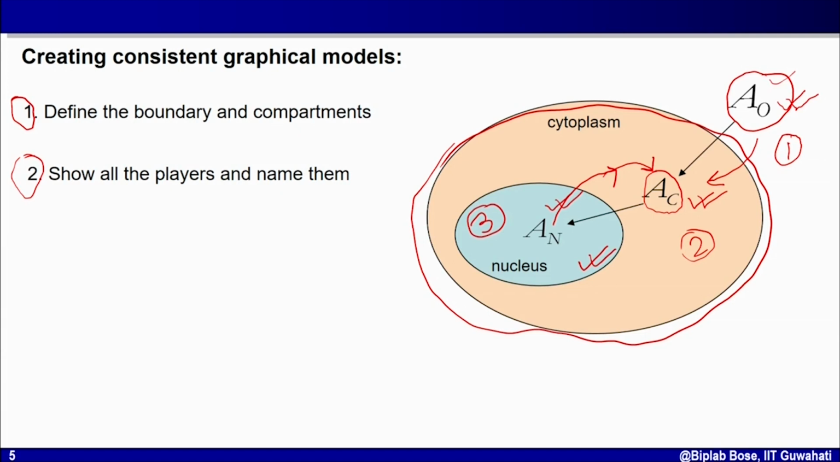So in essence, what I want to communicate is that once you have decided the boundary and the compartments, then you start showing all the players involved in them and mark each of the molecules or elements or components present in each of these compartments uniquely so that you can keep track of them.